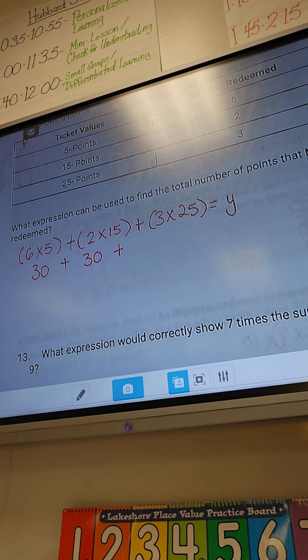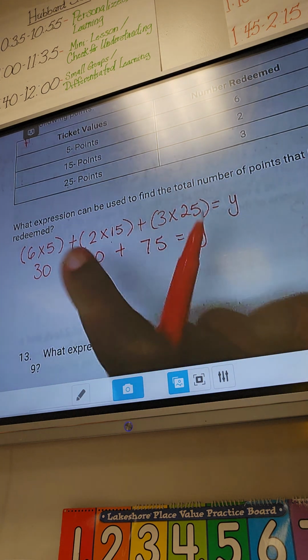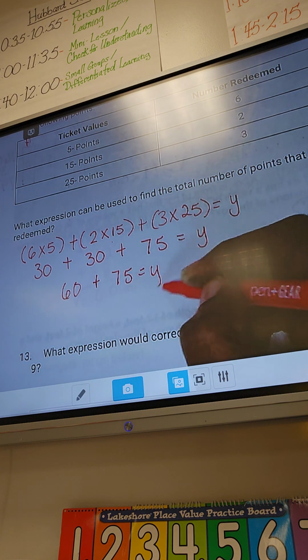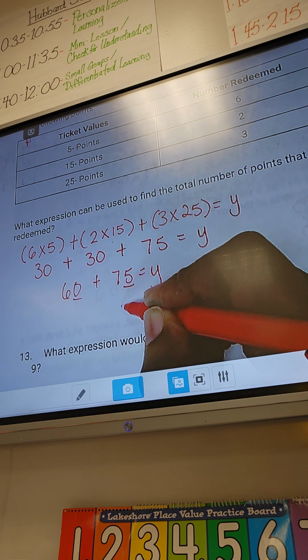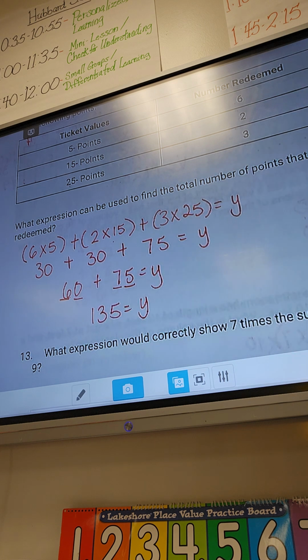Remember, when you're using 25, think of money, think of quarters. 1 quarter is 25, 2 quarters you have 50 cents, so that's 50. If you have 3 quarters, you have 75 cents, so 75. So 3 times 25 is 75 equals y. 30 plus 30 is 60, plus 75 equals y. 60 plus 75: 1's place, 5 plus 0 is 5, 10's place, 7 plus 6 is 13. So y equals 135.